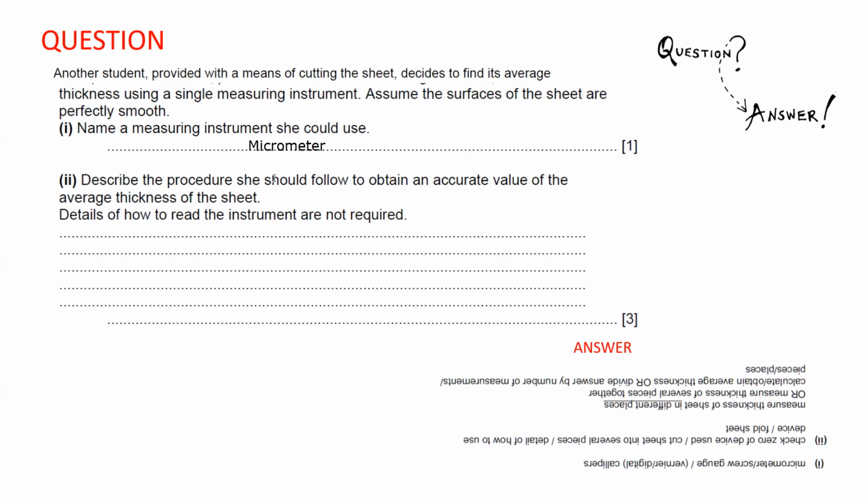Then how she can describe the procedure she should follow to obtain the accurate value of the average thickness of the sheet. Details of how to read the instrument are not required. You don't have to mention reading the main scale or circular scale. You just have to mention how it can be used. First thing, whenever a micrometer is used, we should always check for zero error. That should be our first point.